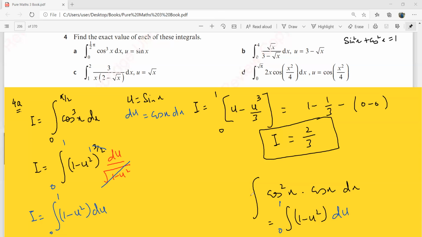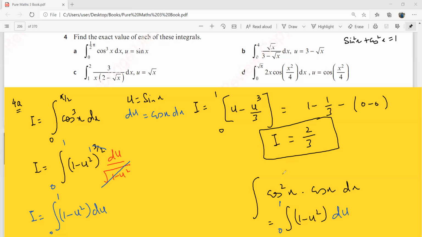This is for some students who are really cleverer than the others, so they can change this into cos square into cos x. But nevertheless, you can go simply the way I have explained. You find the substitution for cos x in terms of u as I told you, and then you can proceed.